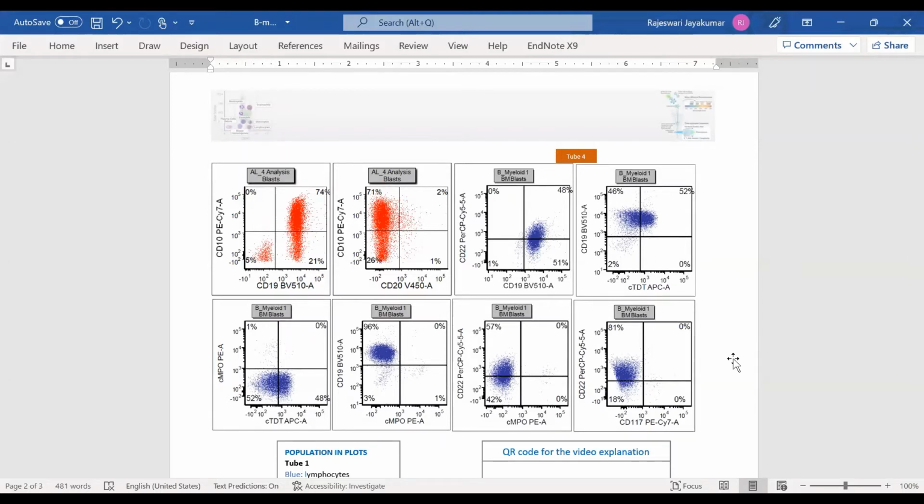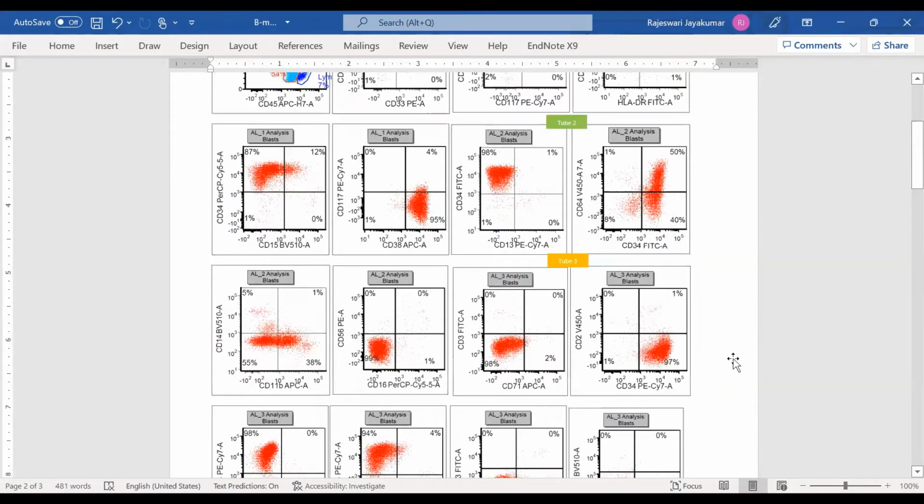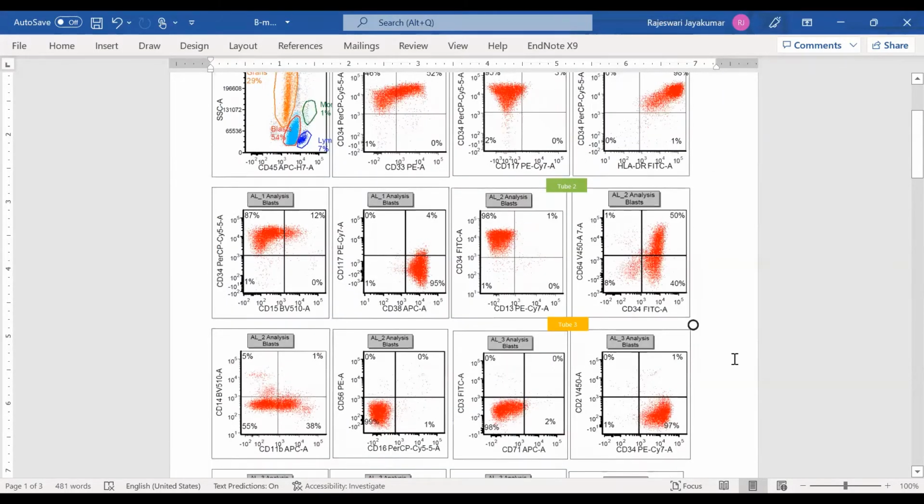We do have the B lymphoblastic criteria satisfied, like there is bright 19, heterogeneous 10, which is supplemented by a heterogeneous 22. So that satisfies the criteria for the B lymphoblast. And also we have a subset of blasts that is expressing CD33, CD64, 11b, and partial CD15. So that goes with the myeloid blast.